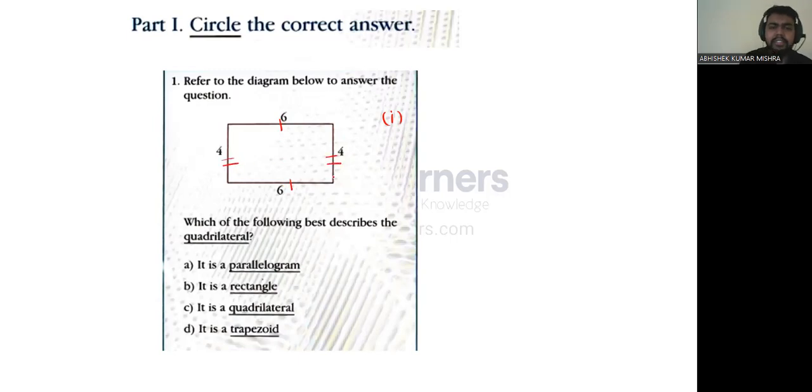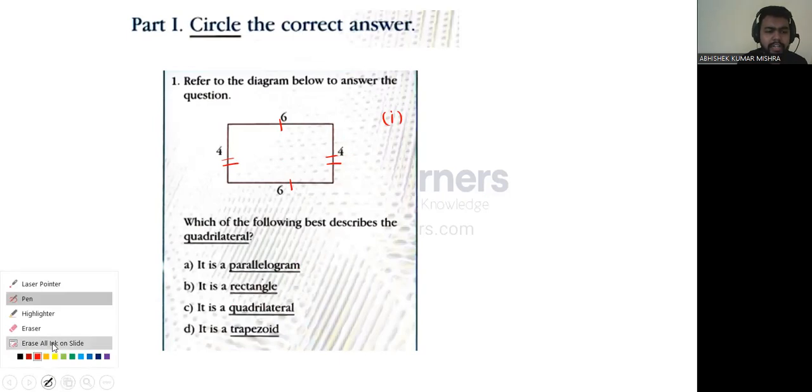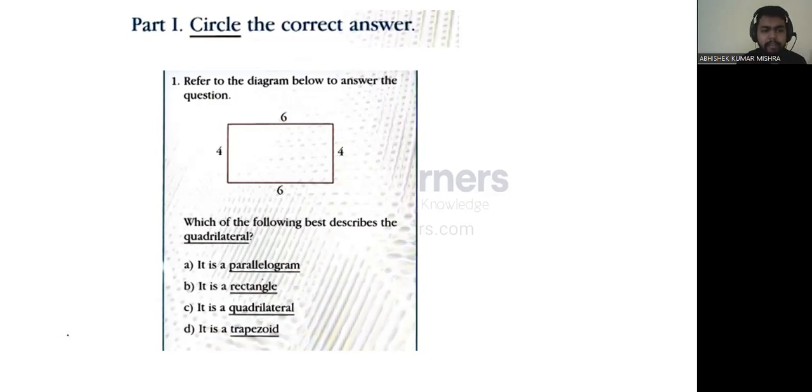The second condition: if both pairs of opposite sides in a quadrilateral are parallel. I said both pairs of opposite sides are parallel. That means if this one is parallel to this and this one is parallel to this, in this condition also my quadrilateral would be a parallelogram.